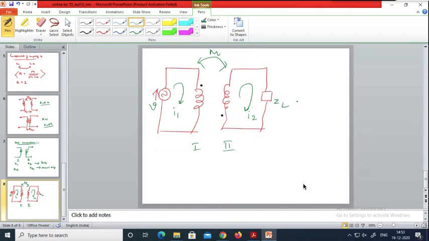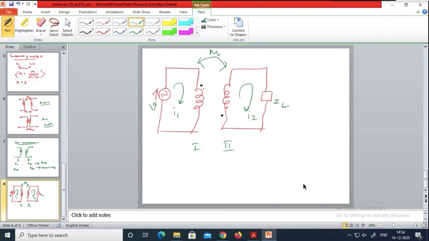I repeat here, there is some voltage. Due to this voltage, there is some current I1. Due to this current I1, there is some flux generated. This flux links the coil number 2 here. Due to this changing flux, an EMF is induced here. Due to this EMF, the current will be flowing through this inductance ZL. So I1 and I2. Okay.